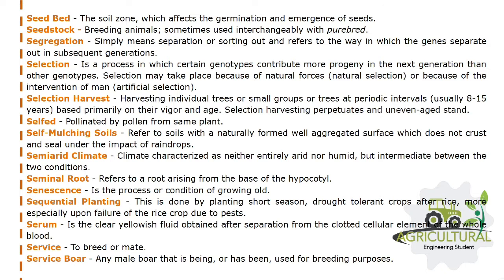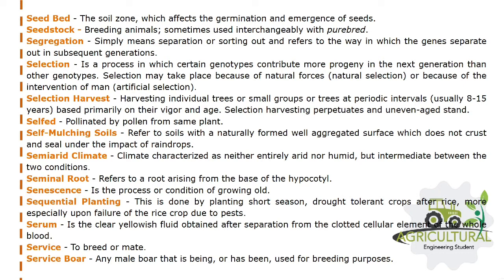Seedbed, the soil zone which affects the germination and emergence of seeds. Seed stock, breeding animals, sometimes used interchangeably with purebred. Segregation simply means separation or sorting out and refers to the way in which the genes separate out in subsequent generations. Selection is a process in which certain genotypes contribute more progeny in the next generation than other genotypes.